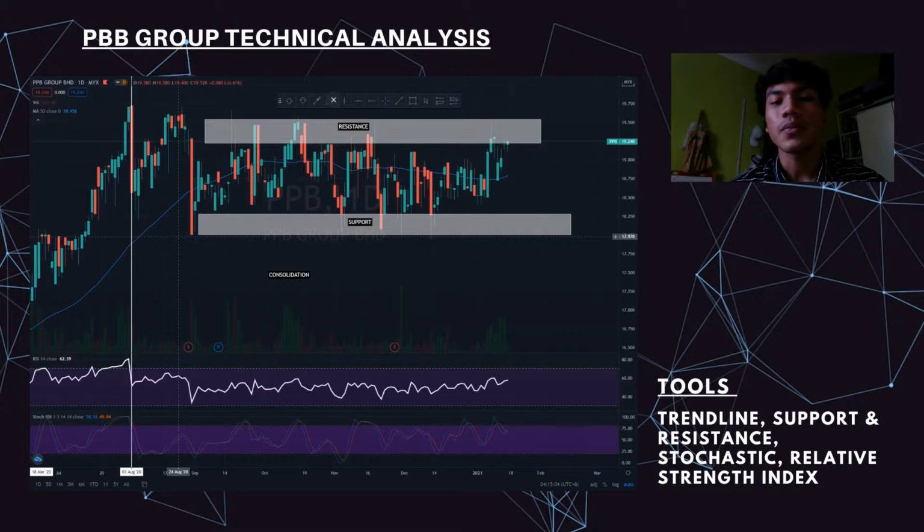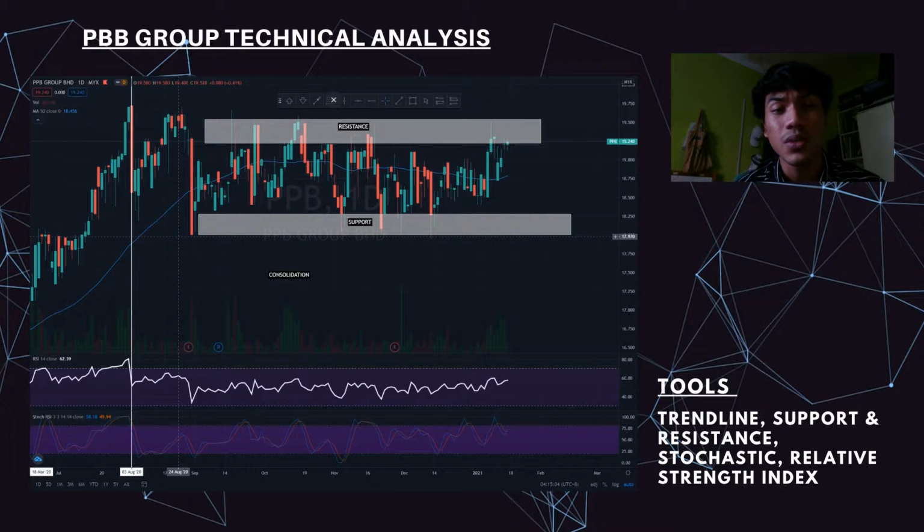zone. Next, the RSI shows us that it is at the 60% line, which means it is not strongly overbought. Looking at the stochastic indicator, it's showing us that it is at the 75% line, which means it is in the overbought zone, which means there is a strong selling signal.